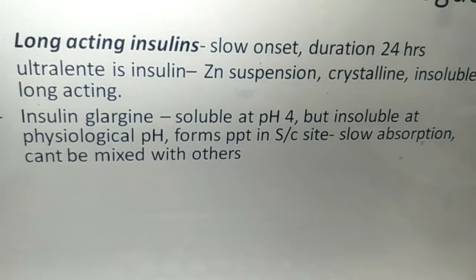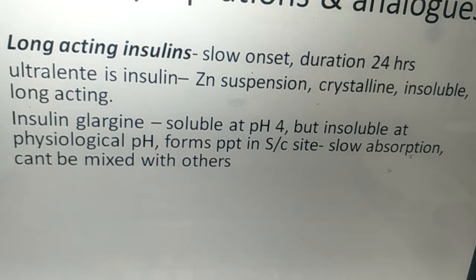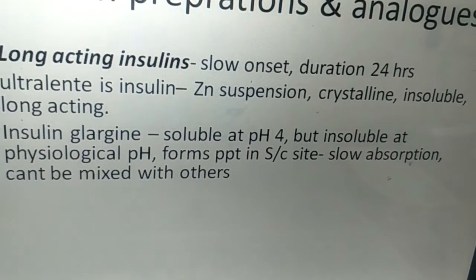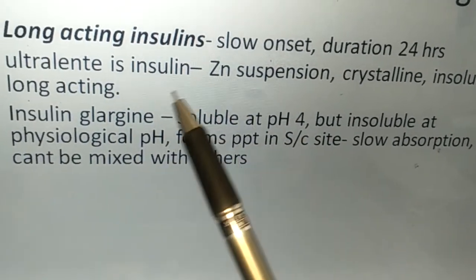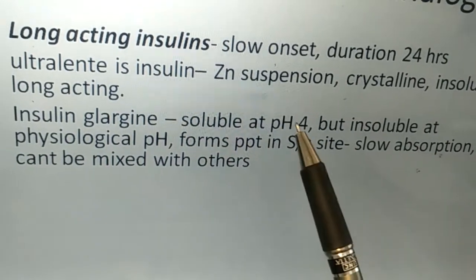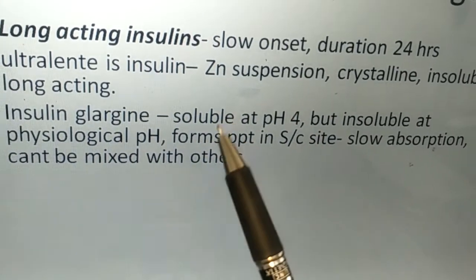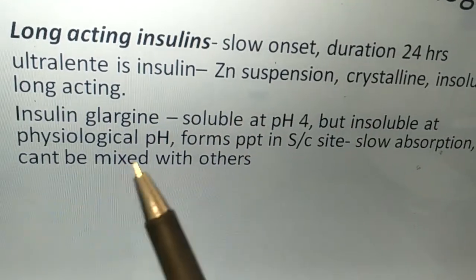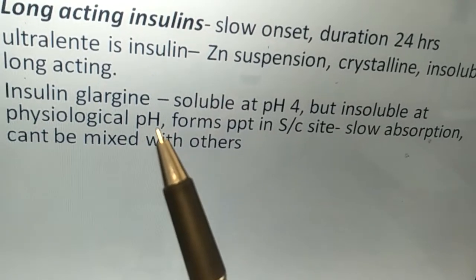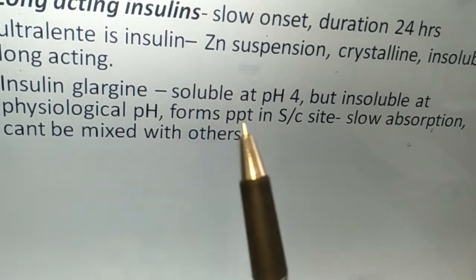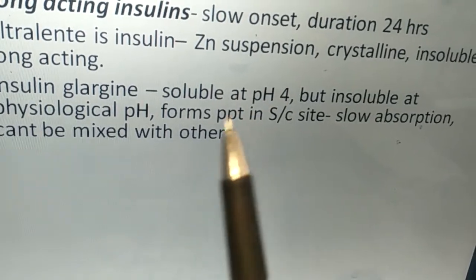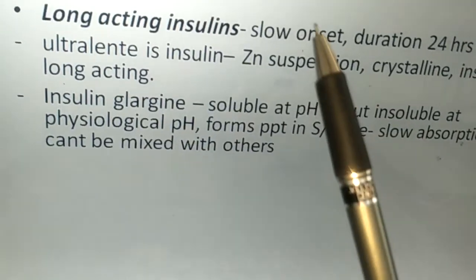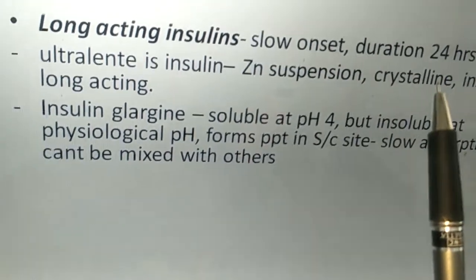Then we have an insulin analog known as insulin glargine. This is a peculiar preparation in which the solubility depends upon the pH. At a pH of 4, the insulin glargine solution is soluble, but when it reaches the physiological pH in the subcutaneous tissue, it becomes insoluble. Therefore, it precipitates at the subcutaneous site. From these microfine precipitates, it is slowly absorbed. That is why it has slow onset and long duration of action.